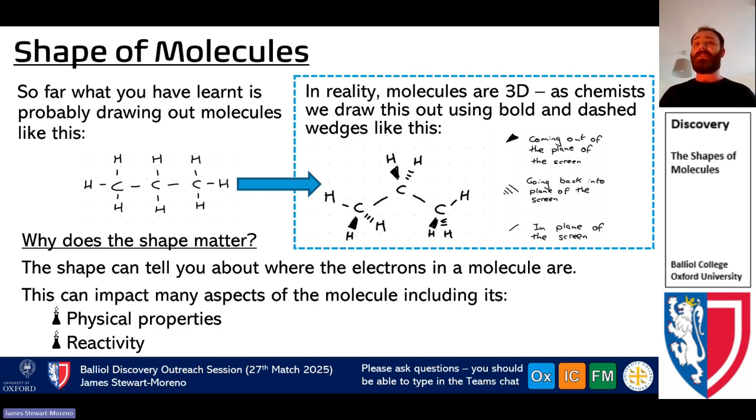And that can actually be really important for us. So for molecules, the shape can tell you about where the electrons are. And really, as chemists, we're interested in electrons, where they are, where they go, what they do. And this can have a lot of impact on many aspects of the molecule, such as their physical properties and also their reactivity. The reactivity being a really crucial one for chemists like myself.